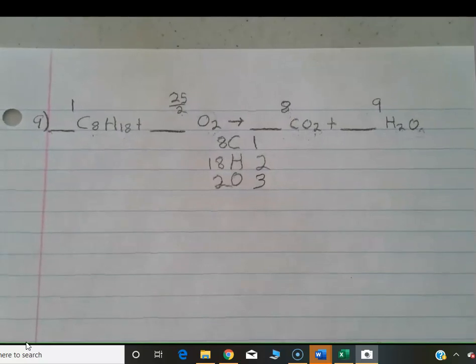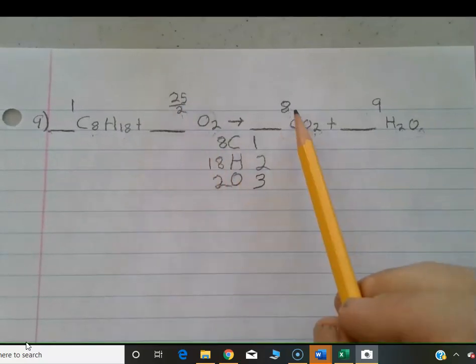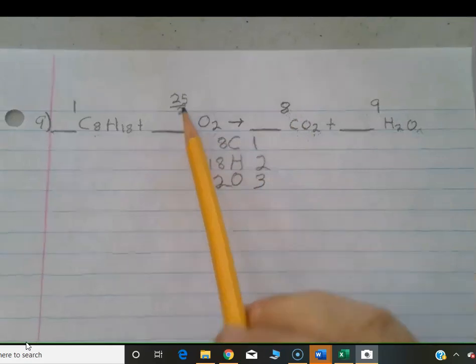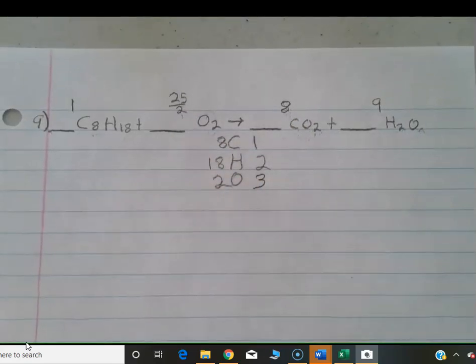There's a 1 there. There's 25 over 2 there. There's 8 there. There's 9 there. So can you have a fraction coefficient? No. So what do you do? You multiply all the coefficients by 2.